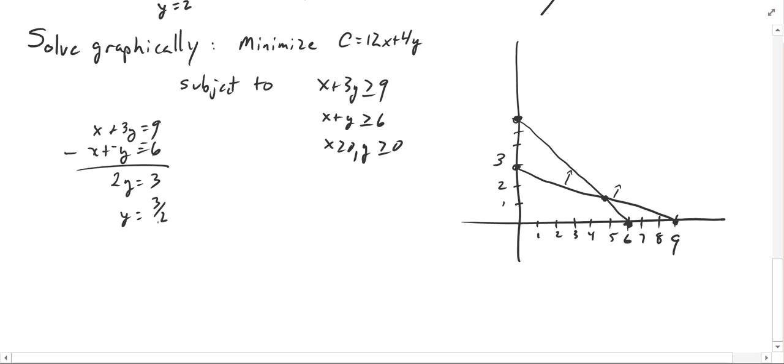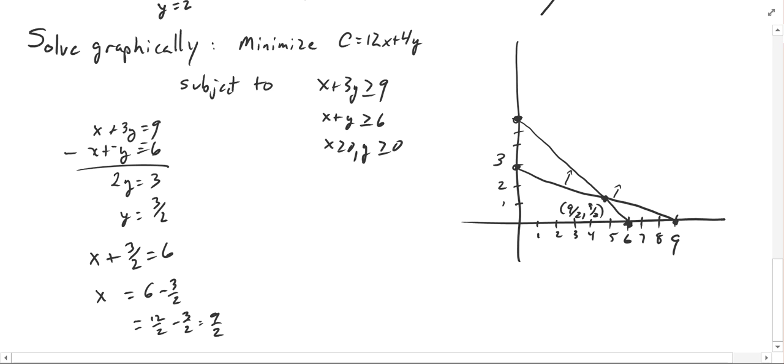All right, and if y is equal to 3 halves, then I know that x plus 3 halves is equal to 6. So x is equal to 6 take away 3 halves. That's 12 halves minus 3 halves, it's 9 halves. So the intersection point here is 9 halves, 3 halves, or 4 1/2, 1 1/2.